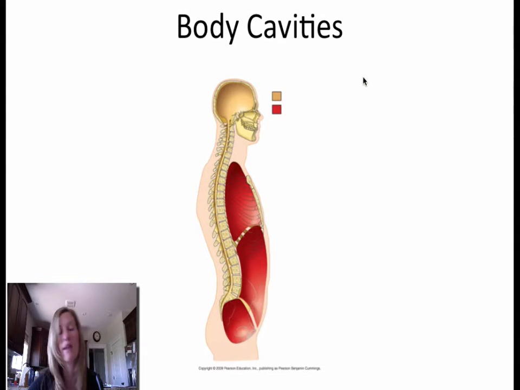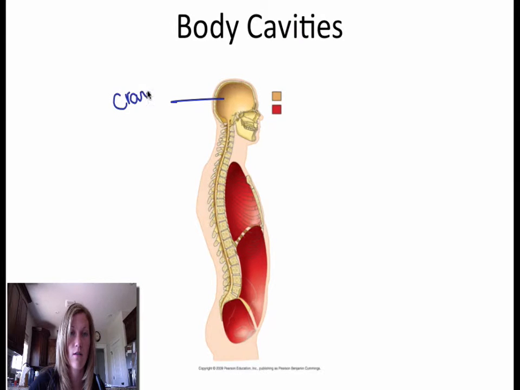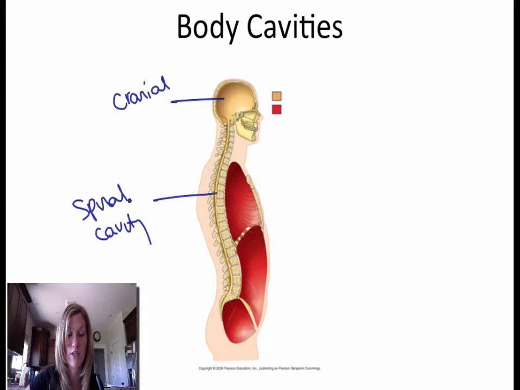The next thing we're moving into are the body cavities. So the major body cavities you can see are outlined in kind of this yellowy color and a red color. Okay, so this is going to make up the cranial cavity. Down here we're going to have the spinal cavity. I think each of those are pretty obvious when you're going through those, the difference between each of those.